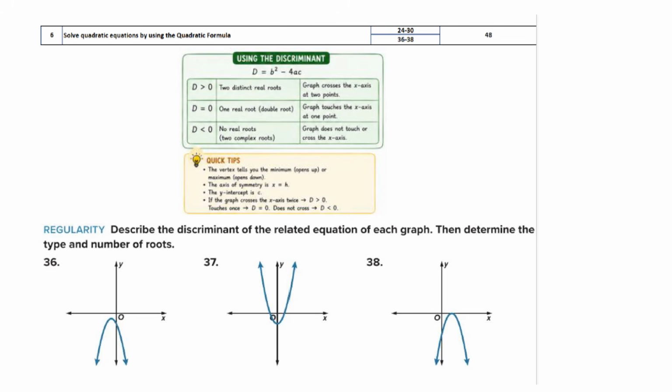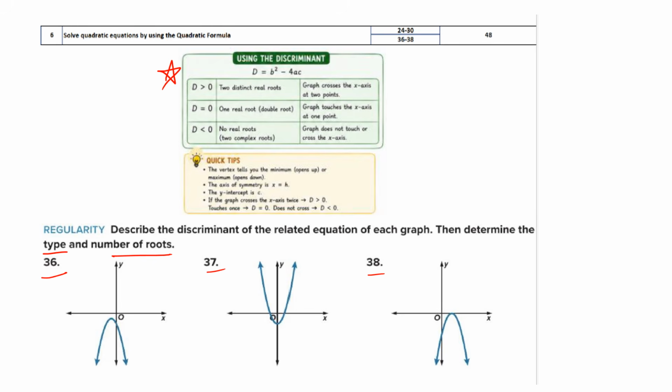Now these are graph questions. If you see for questions 36, 37, 38, you're only given the graph. So you have to use the graph to describe the discriminant and then tell about the type and number of roots. So again, you have to learn this formula. We've already discussed it many times.